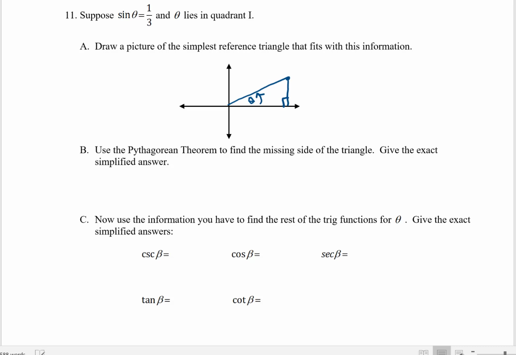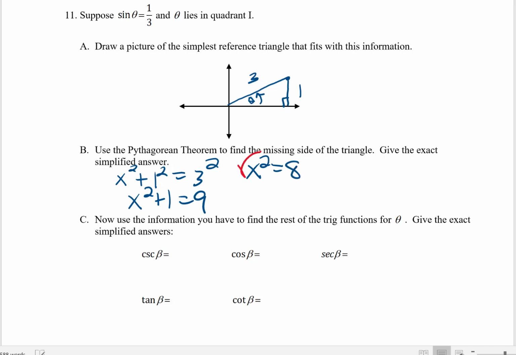If the sine ratio is 1/3, the simplest way to reflect that would be 1 for the opposite side and 3 for the hypotenuse. Sine is opposite over hypotenuse. I can find the missing side using the Pythagorean theorem. I would have x squared plus 1 squared equals 3 squared. x squared plus 1 equals 9. Subtract the 1 from both sides. That gives me x squared equals 8.